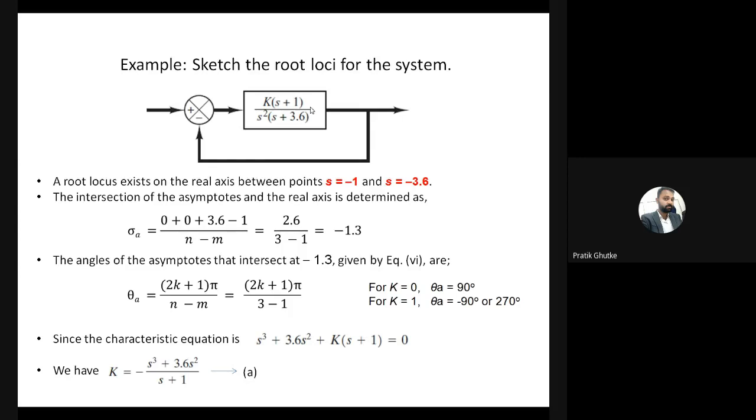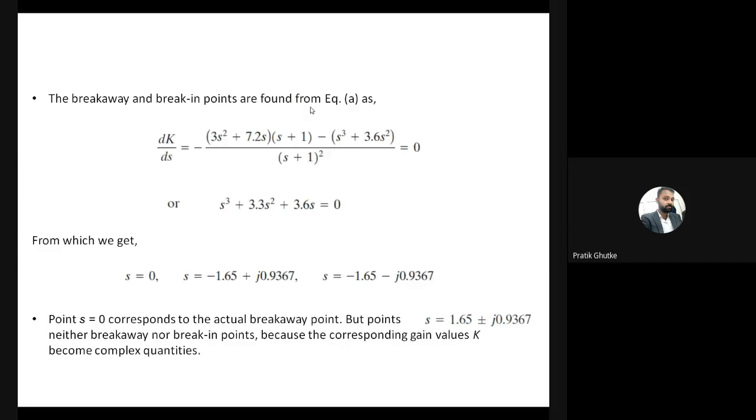The example is to sketch the root locus of the system. In this, the transfer function is given as K(s plus 1) over s squared (s plus 3.6). Similarly, we can calculate the root locus of the system: the breakaway point, angle of asymptote, and centroid. From the centroid, the angle of asymptote will go, and then to calculate the breakaway point we take the characteristic equation 1 plus G(s) into H(s) equals 0.